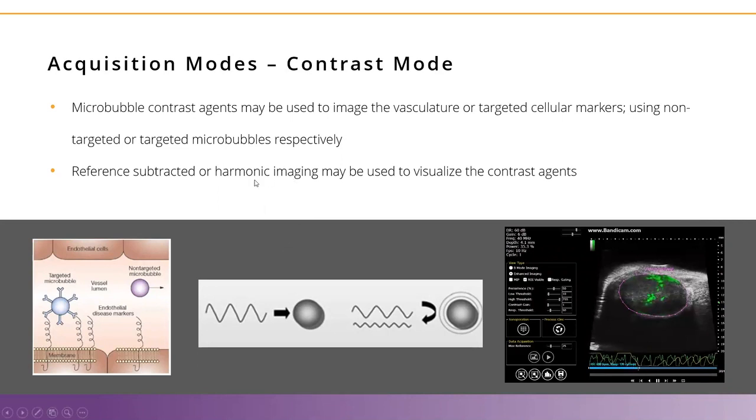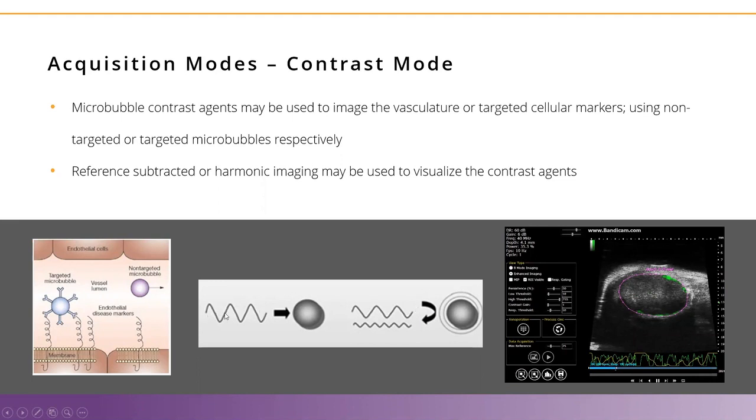Another way to visualize the contrast agent, which is a little bit more specific to the contrast agent itself, is called harmonic imaging. If we take a look again at the sound wave transmitted from the transducer, it hits the microbubbles, and the same frequency of sound will be reflected. That's how we do the reference subtracted image. It's actually a B mode based image analysis. However, when the bubbles begin to oscillate, they also send back a harmonic of that sound frequency, so basically double the frequency of the sound.